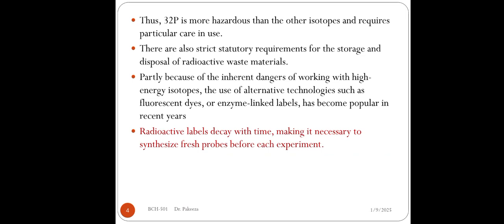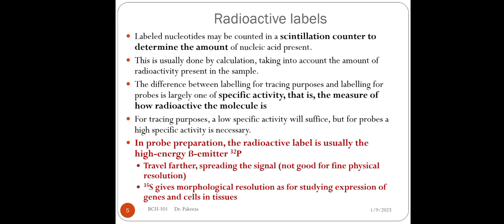Partly because of the inherent dangers of working with high energy isotopes, the scientists looked for alternative technologies. And the alternative technologies for labeling include fluorescent dyes or enzyme linked labels, which we will discuss shortly. When it comes to radioactive labels, they decay with time, and ultimately, it is necessary to synthesize fresh probe before each experiment because of their short shelf life.